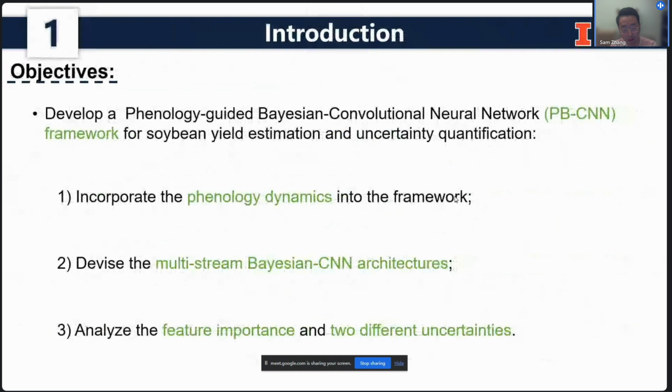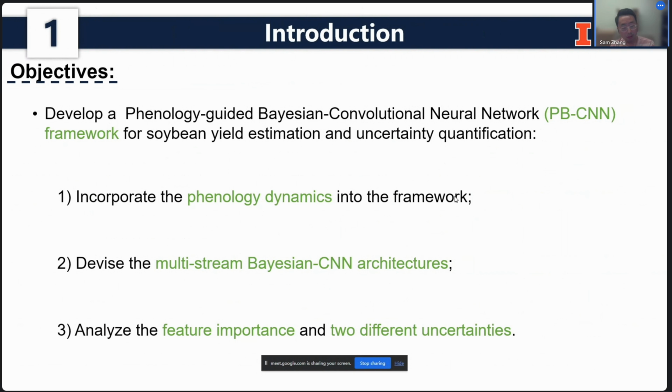To address those issues, we developed what we call the PBCN framework for crop yield estimation. We use soybean as a study case, and we have 3 objectives. First, we want to incorporate the phenology dynamics into this framework. Phenology can affect the crop yield a lot, and it is very heterogeneous, so incorporating those dynamics can help us improve the model accuracy.